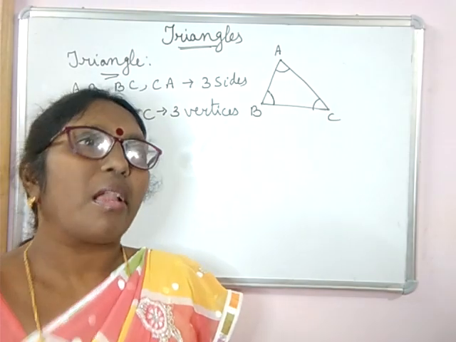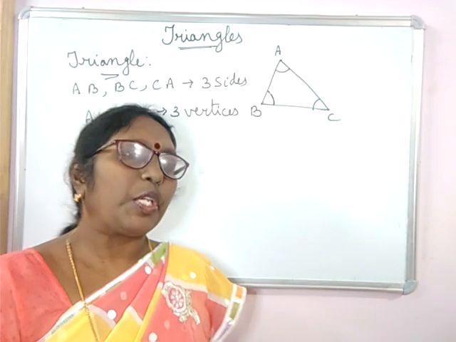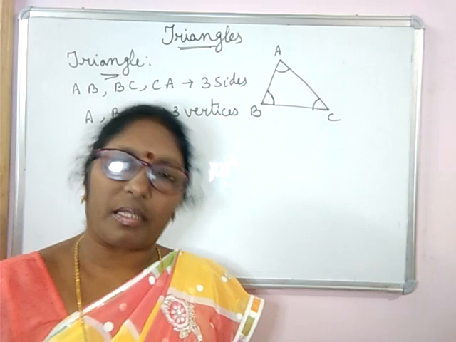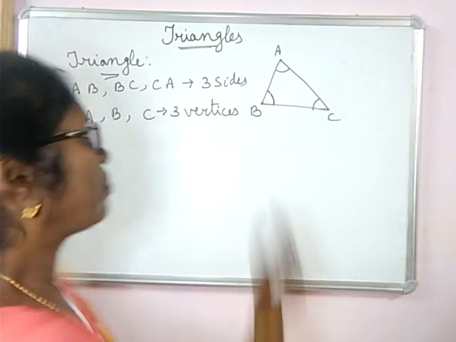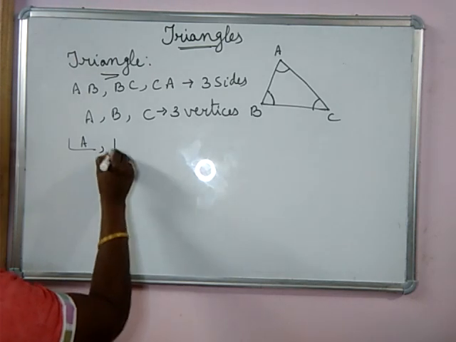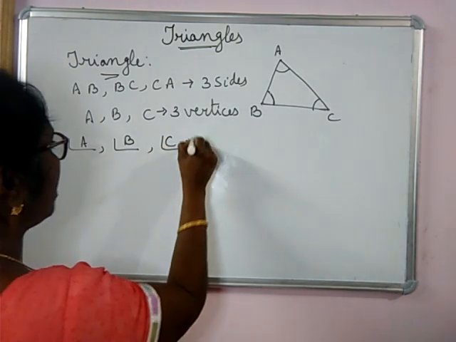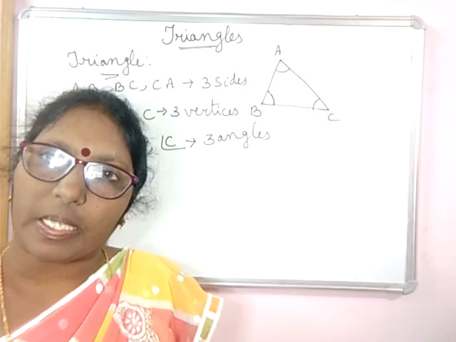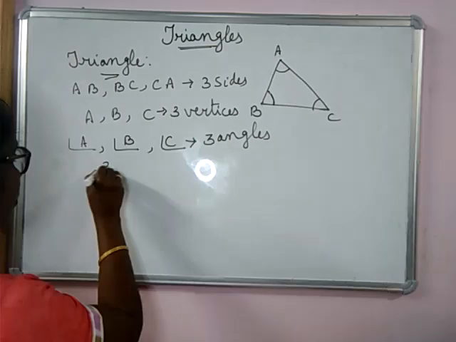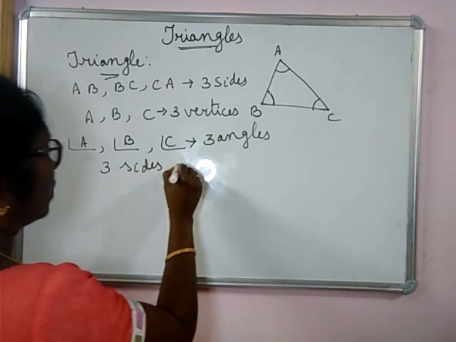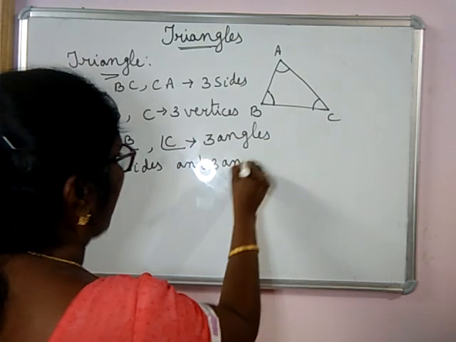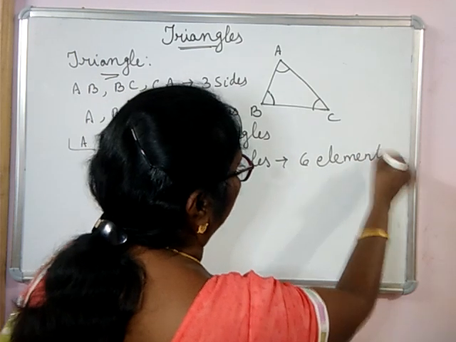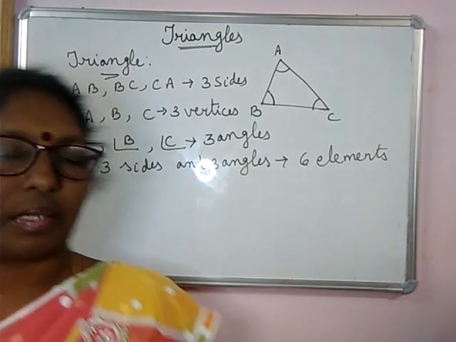But in some cases, at a vertex, at a point, you will have two or more angles. In that case, you have to name the angle by using three letters. So now here, angle A, angle B, angle C are the three angles of this triangle ABC. The three sides and the three angles of a triangle are known as the six elements of the triangle. Six elements of a triangle.